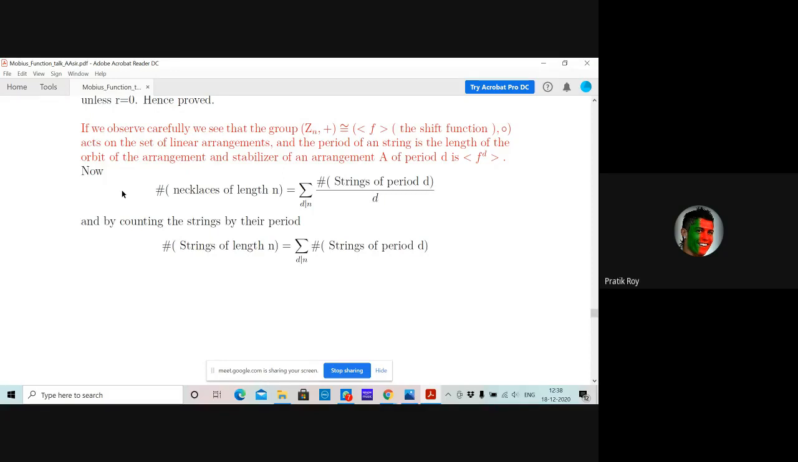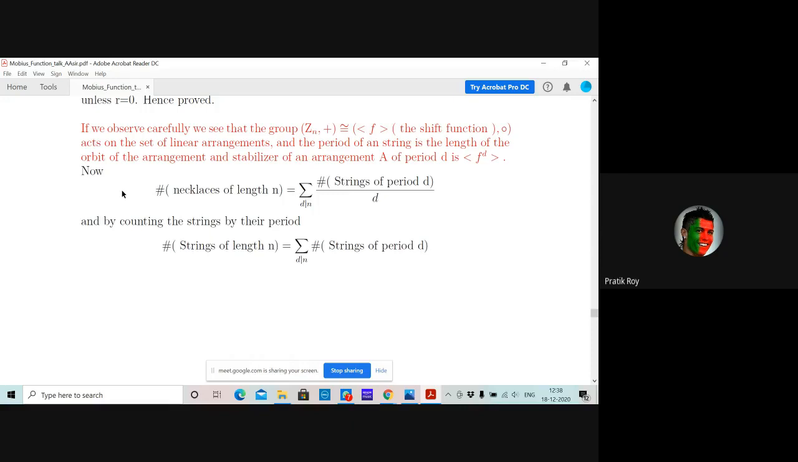Each string must have a period, that is obvious, and that period must divide n, which we have already proved. So every string has a certain period, say D. Now if I take a string of period D, this string and its other D minus 1 distinct arrangements would yield one unique necklace. So the contribution of these D strings is 1 to the number of necklaces. This is not true for just a particular string of period D; this is true for any string of period D.